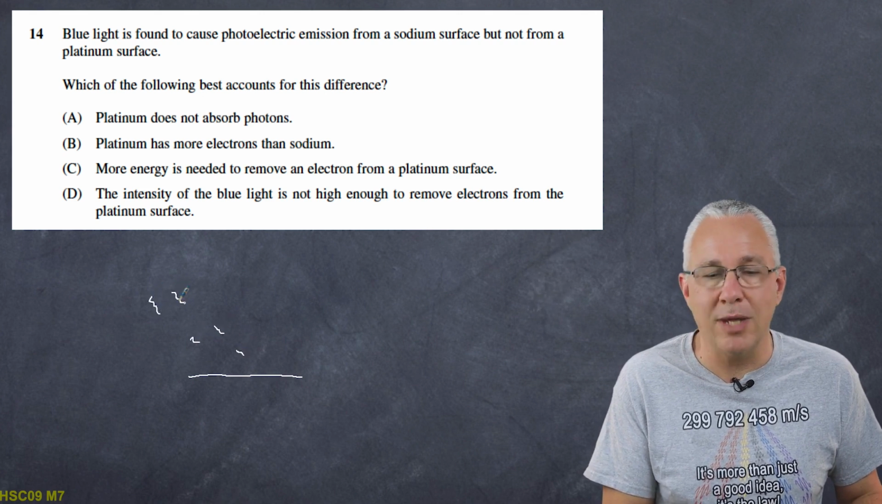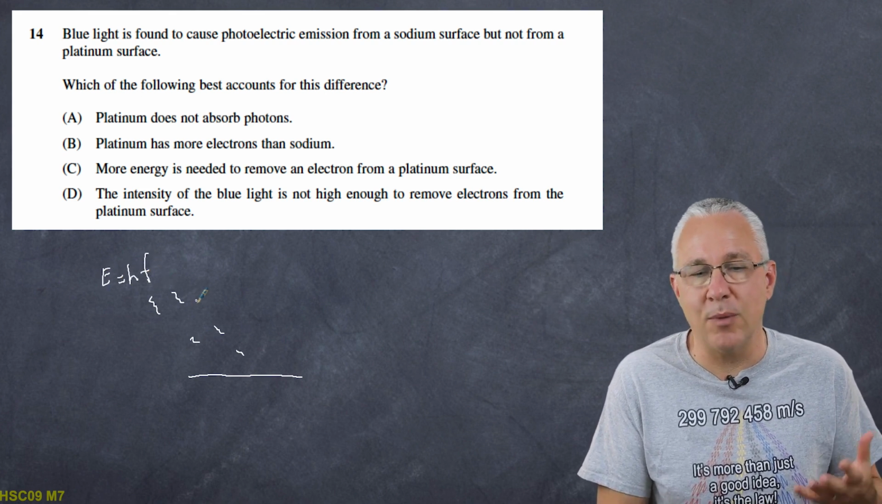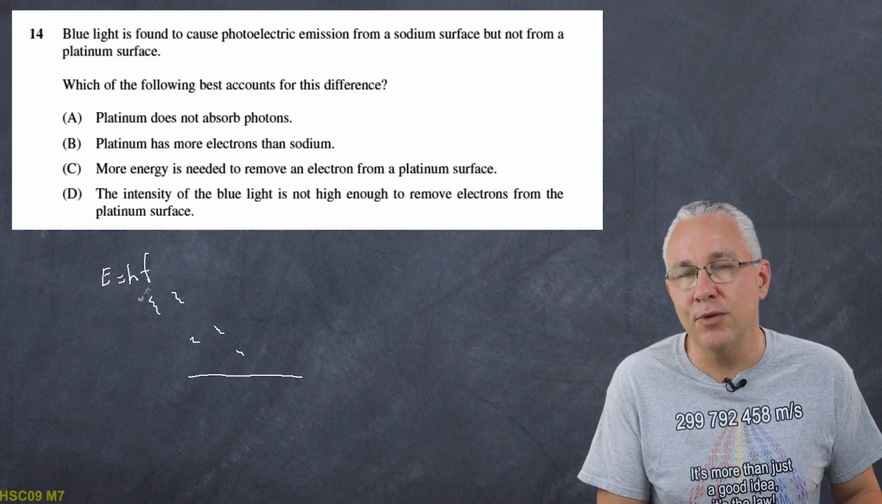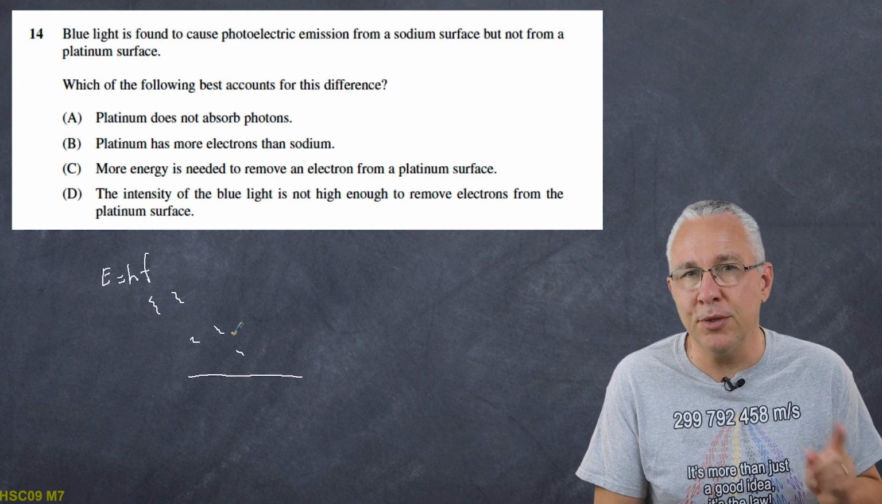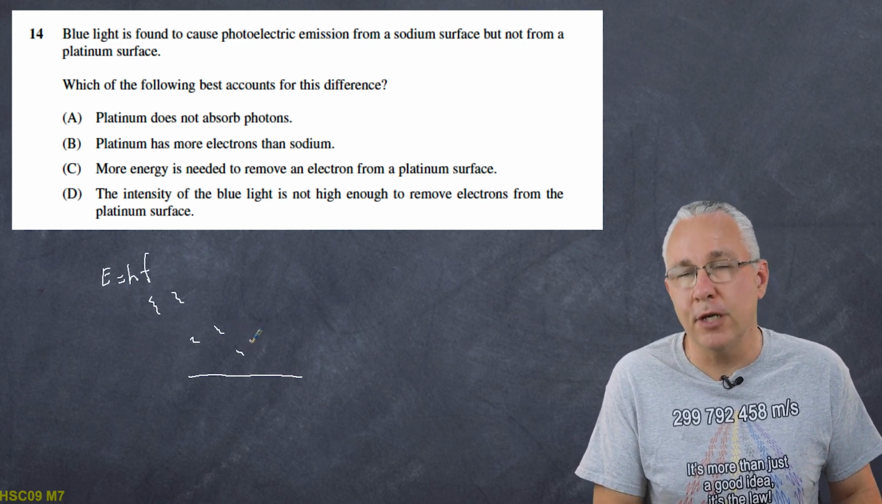Now, those photons will have a certain amount of energy associated with them, and each of those photons will have an energy that is dependent on their frequency alone. And that's the reason why we talk about blue light, because blue light has a relatively high frequency, so the energy is relatively high.